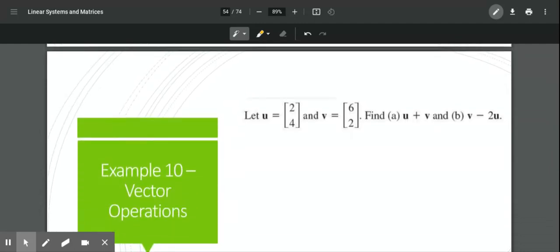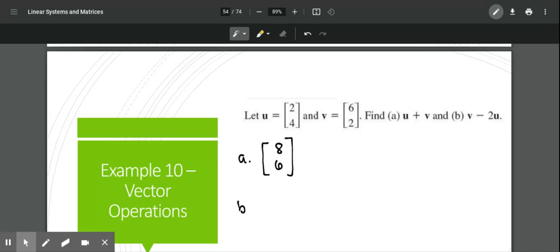So here, if we have these two vectors and they're in matrix form instead of component form, if we want to do U plus V, we just add them together and we get 8 and 6.